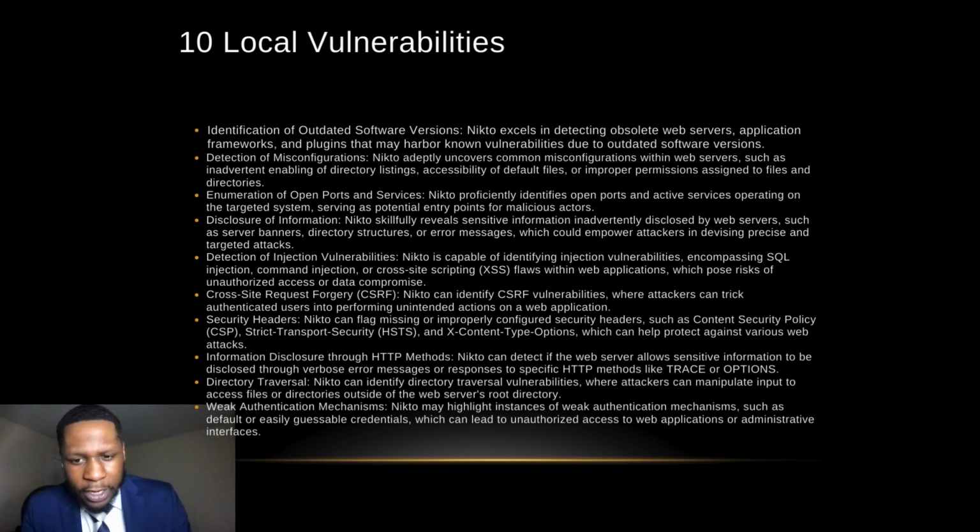Now, the next one is security headers. Nikto can flag missing or improperly configured security headers such as content security policy, strict transport security, and X-Content-Type-Options, which can help protect against various web attacks. Next, information disclosure through HTTP methods. Nikto can detect if the web server allows sensitive information to be disclosed through verbose error messages or responses to specific HTTP methods like TRACE or OPTIONS. And if you can see in the previous screenshot, it showed some of the TRACE and some of the OPTIONS vulnerabilities.